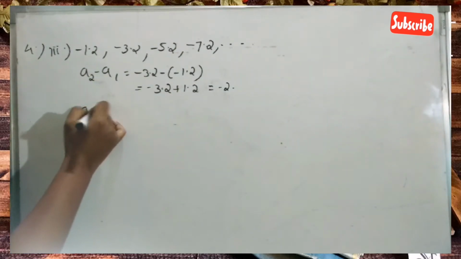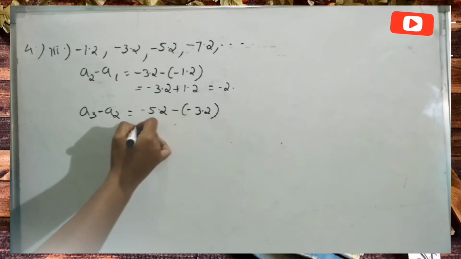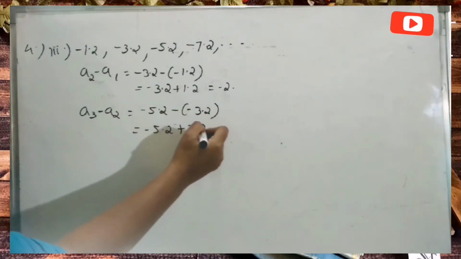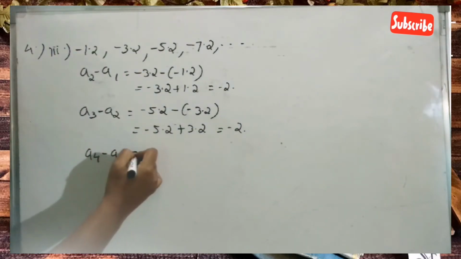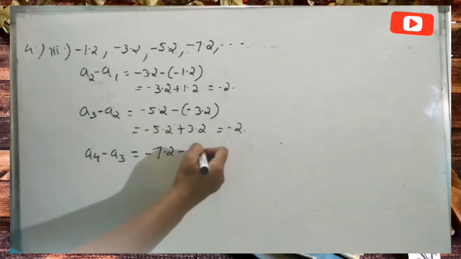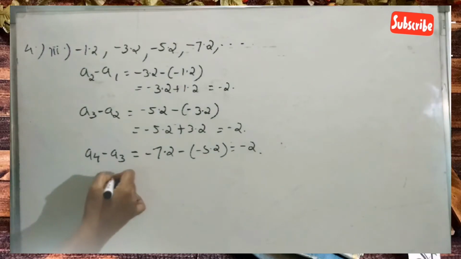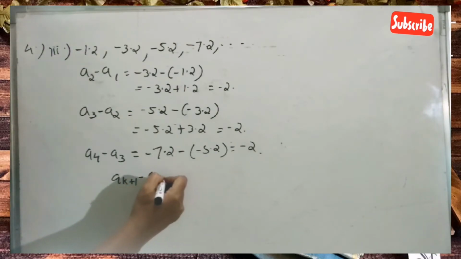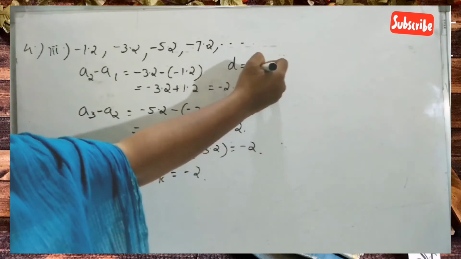Now a3 minus a2 is equal to minus 5.2 minus minus 3.2, that is minus 5.2 plus 3.2, that is also minus 2. Now a4 minus a3 is equal to minus 7.2 minus minus 5.2, that is also minus 2. So in general, a(k+1) minus ak is equal to minus 2. So the given list of numbers forms an AP with the common difference d equal to minus 2.